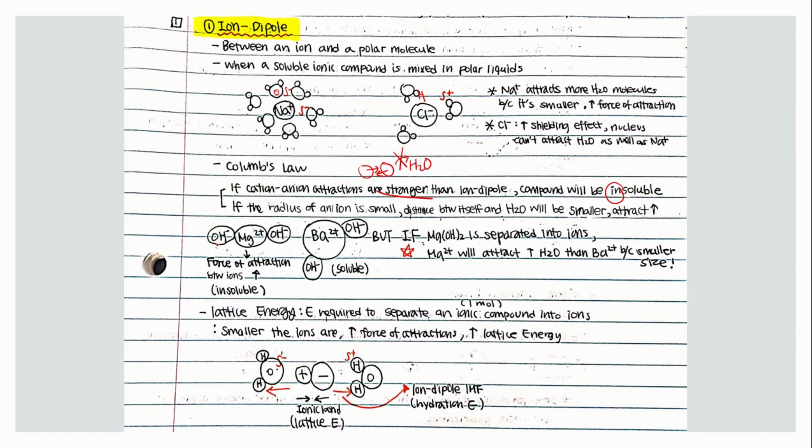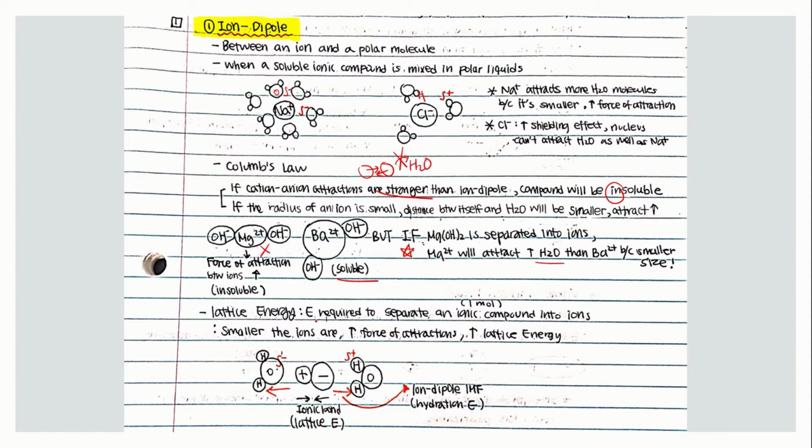And this is another example. We are comparing magnesium hydroxide and barium hydroxide. And magnesium hydroxide is insoluble, so it does not dissolve in water. It is because there is a large force of attraction between magnesium ions and hydroxide ions, so water molecules cannot pull them apart. But barium hydroxide is soluble, so water molecules can pull them apart.